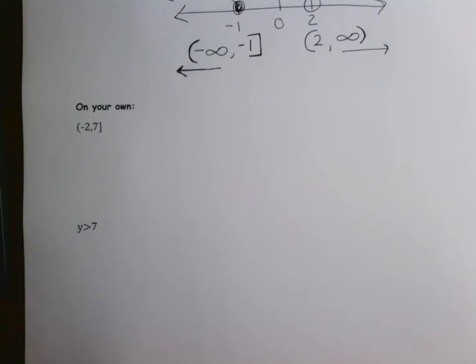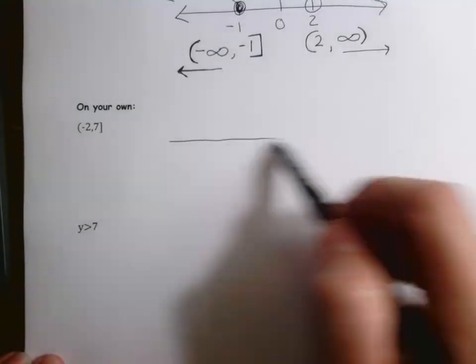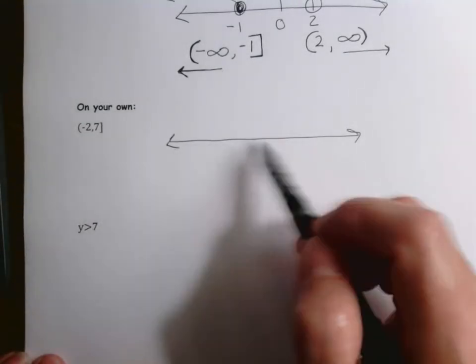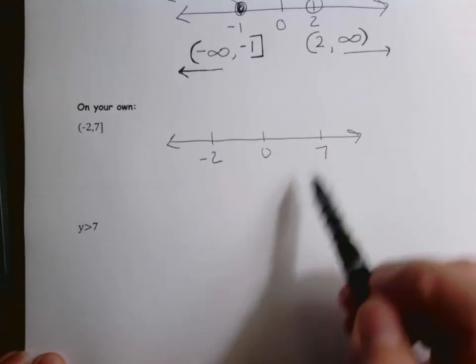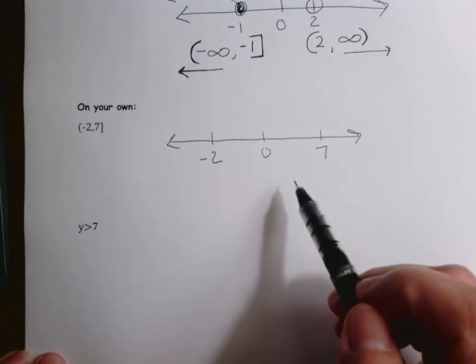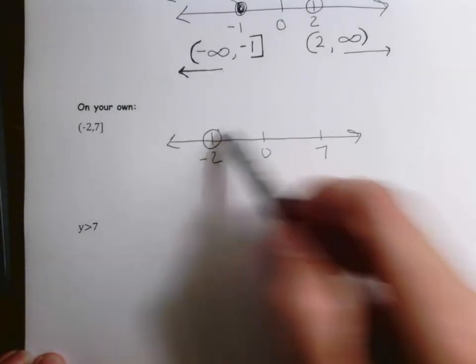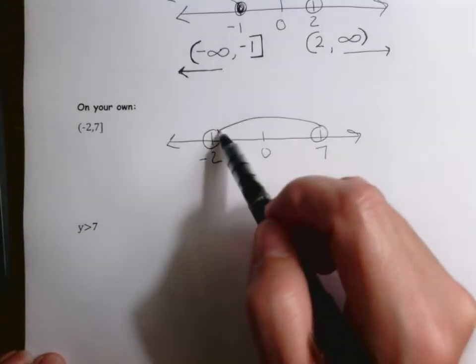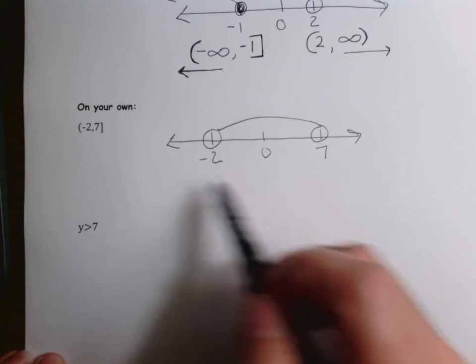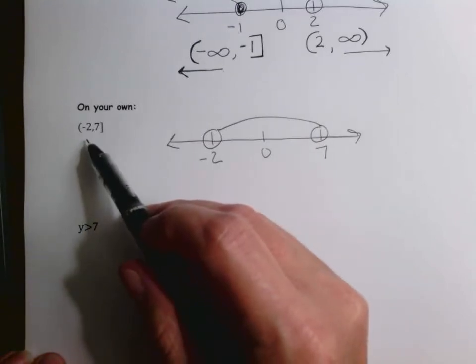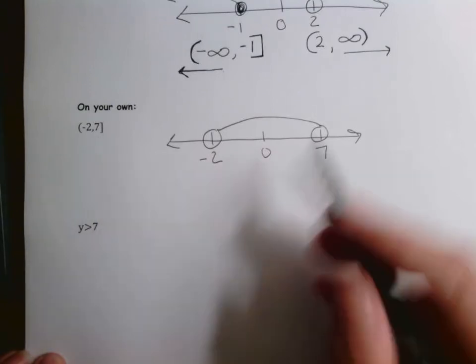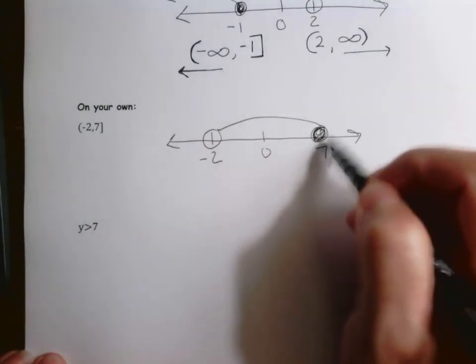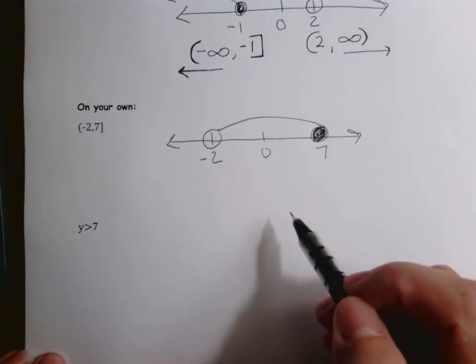Okay. So let's start up here. I know this is going to be an and statement, and so I know I'm going to be talking about the numbers in between -2 and 7. From -2 to +7, it's an and statement. But it doesn't include -2 because that's a parentheses, but it does include 7 because that's a bracket. So that's going to be a closed circle. A bracket is a closed circle. It means including that number.